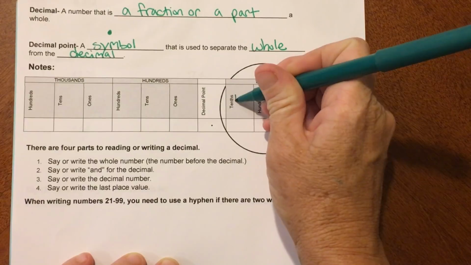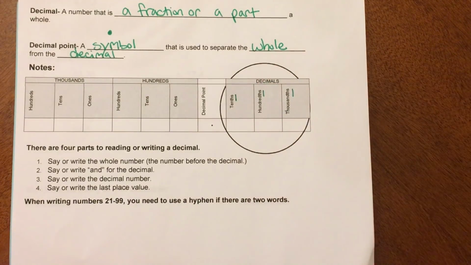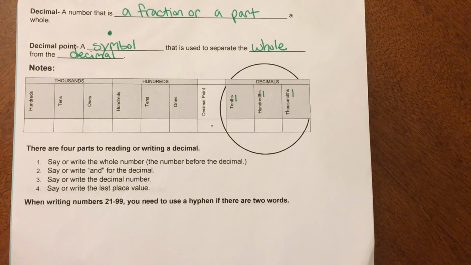And then when you look real close, you'll notice that they end in THS. That's this. So it's called tenths, hundredths, and thousandths. So for right now, we're just going to use that kind of as a reference guide.